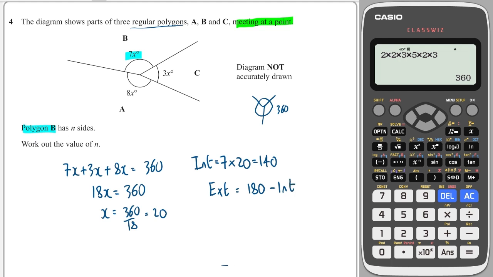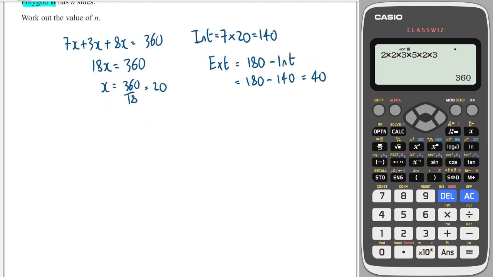Because if I were to draw a polygon like such, it would have an interior angle here, and then this would be the exterior angle, and they add up to 180 because they're on a straight line. So the exterior angle is 180 minus 140, which is equal to 40. Now, if I were to draw a polygon like such, we'd have an exterior angle here, we'd have an exterior angle here, and in fact the exterior angles would go all the way around the shape. So the sum of the exterior angles is always equal to 360.